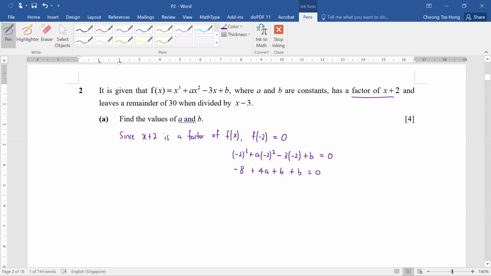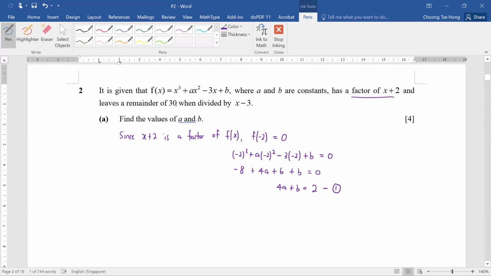I like to bring the numbers to the right side and leave the letters on the left side. So 4a plus b equals, if you bring the 6 and the -8 over, you'll be left with 2 over there. So this will be our equation 1. Like what I mentioned earlier, we will need to formulate two equations and solve them simultaneously. So where is the second equation going to come from?